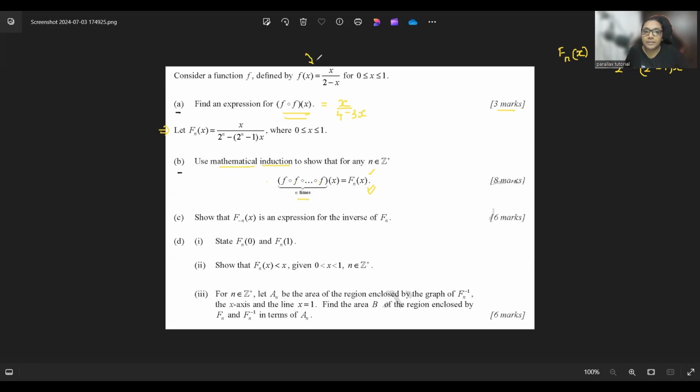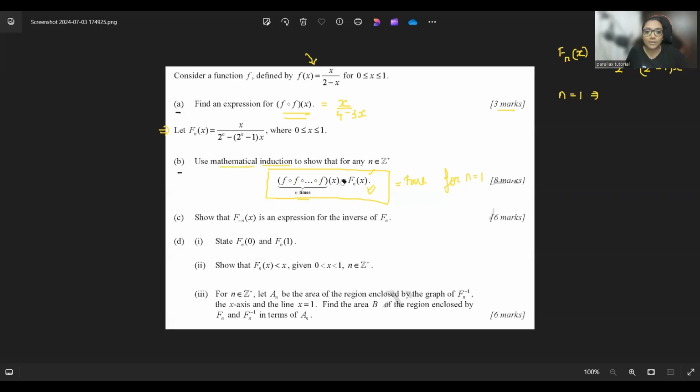Remember, f of x is x by 2 minus x, right? Okay. In mathematical induction, what you do is you take n is equal to 1 and you see if the proof exists. That is, if this is true for n is equal to 1.